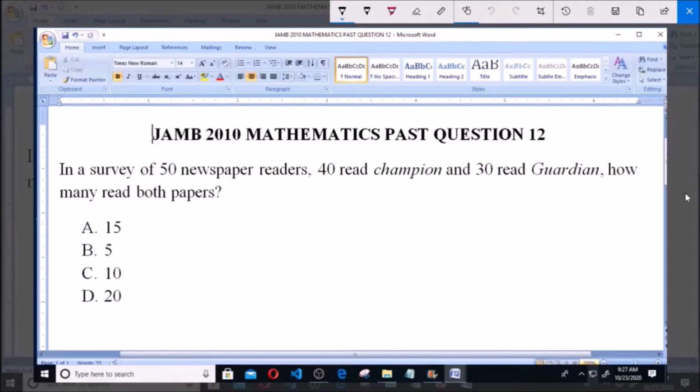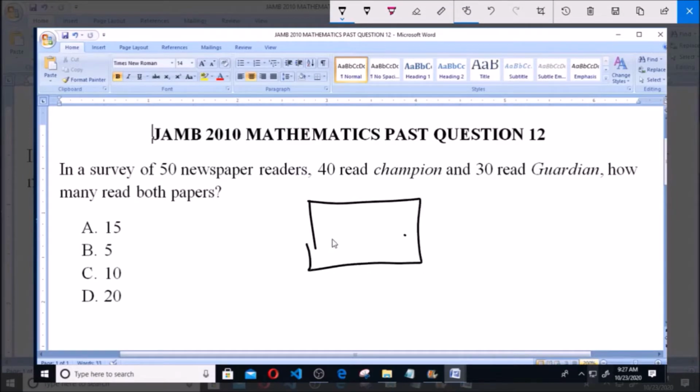I'll be answering JAMB 2010 Mathematics Past Question 12. In a survey of 50 newspaper readers, 40 read Champion and 30 read Guardian, how many read both papers? A 15, B 5, C 10, and D 20. Now we can represent this using a Venn diagram in order to get the number of those that read both papers.